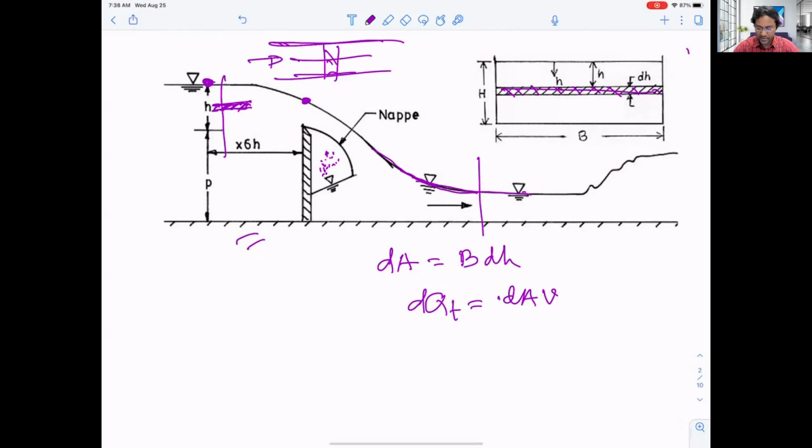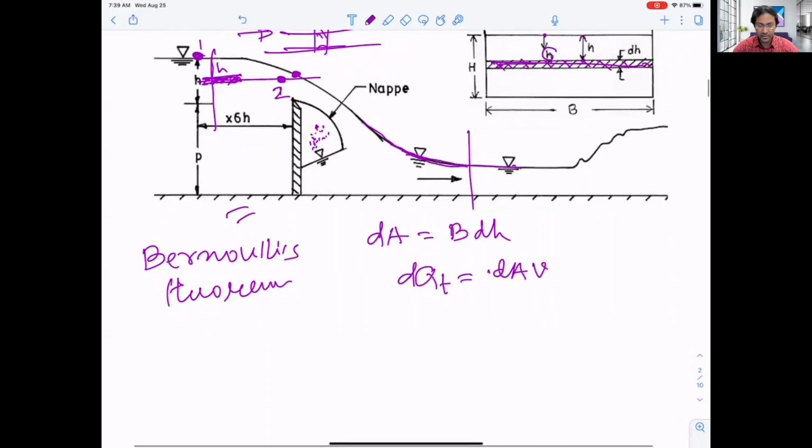If we assume this section is located h meters from the top of the water surface, h is variable, then we have to apply Bernoulli's principle between this point and the surface of the water. That is point number 1, and that is point number 2. So if we apply Bernoulli's theorem between point 1 and 2, what will we get?